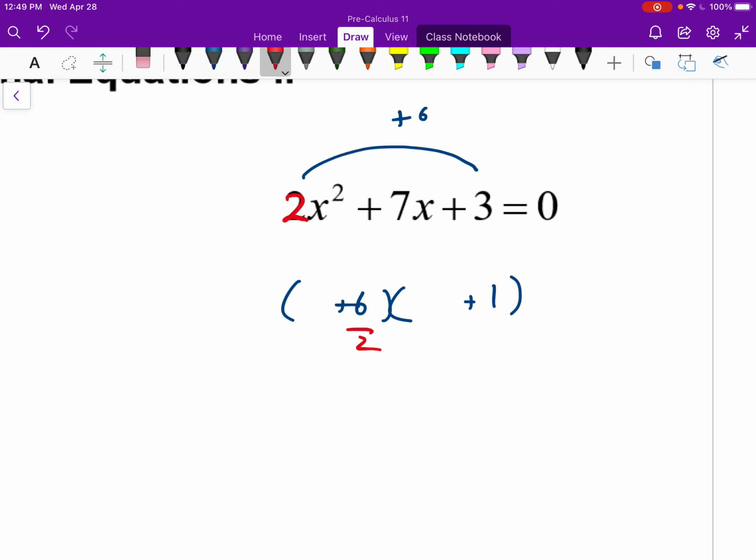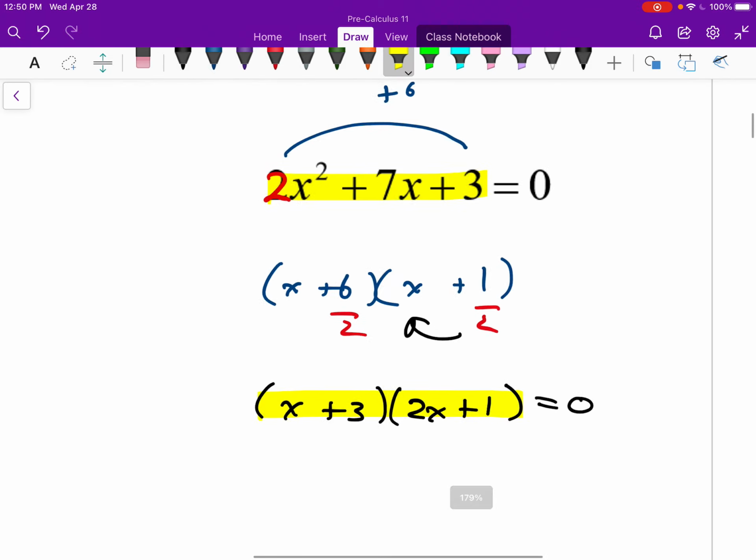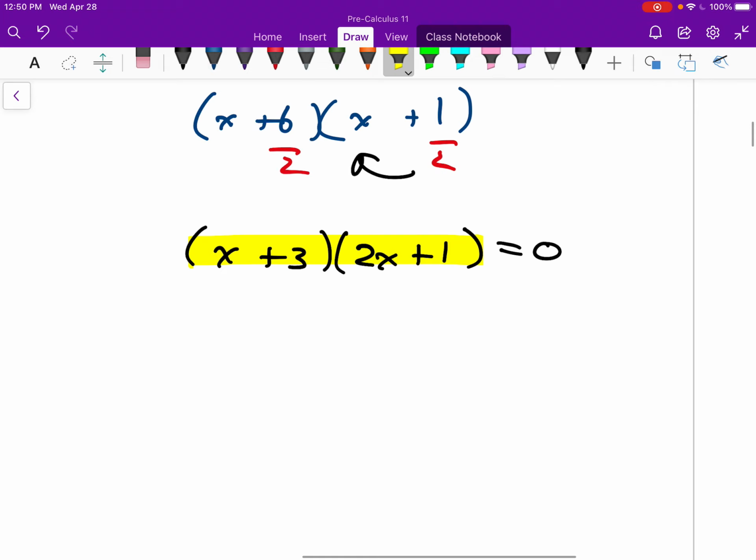I want to divide each of these by 2. And now I can inspect these and see my factors. For example, my first factor must be x plus 3, because 6 over 2 reduces to 3. My second factor, 1 over 2 doesn't reduce, so I swing the 2 up, so I get 2x plus 1. Now that I've factored, all of this is equivalent to this.